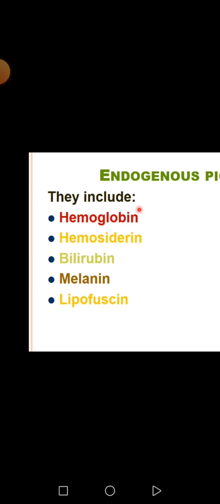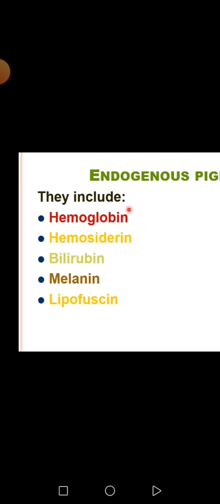Melanin is the pigment present in our skin, hair and eyes. Lipofuscin is another type of pigment in the cytoplasm, and it's normal, non-pathogenic. It's seen by special staining techniques, and sometimes when a part of a cell dies, the lysosome digests it, and lipofuscin is seen after that digestion.